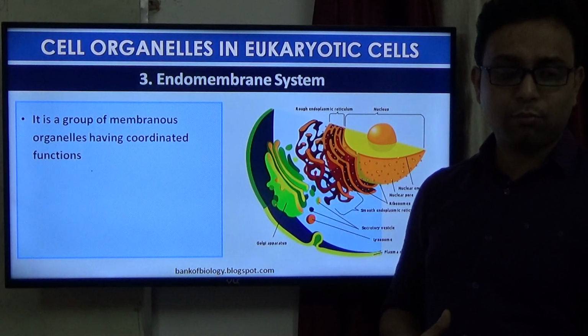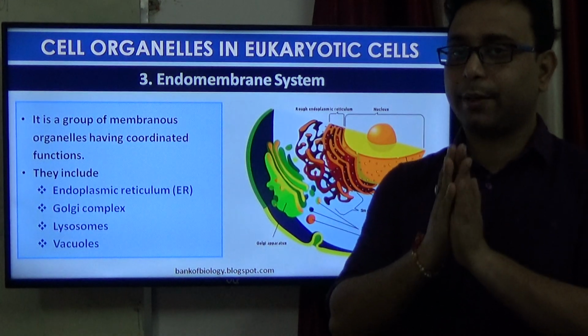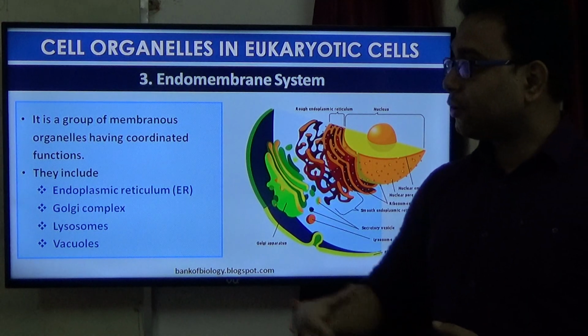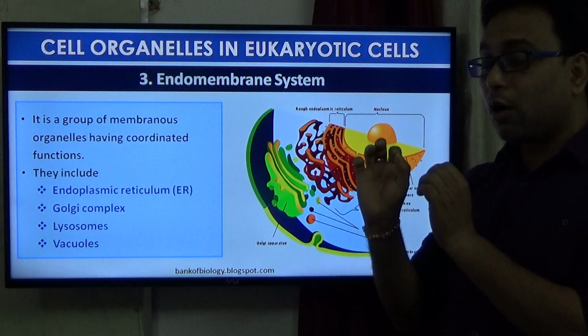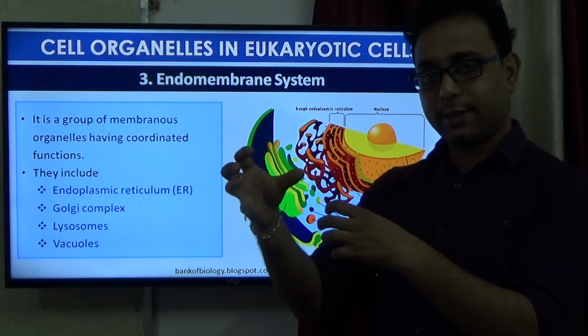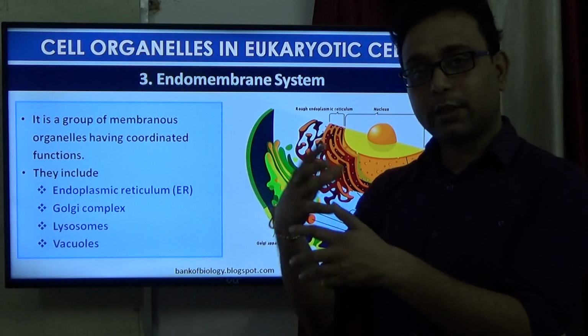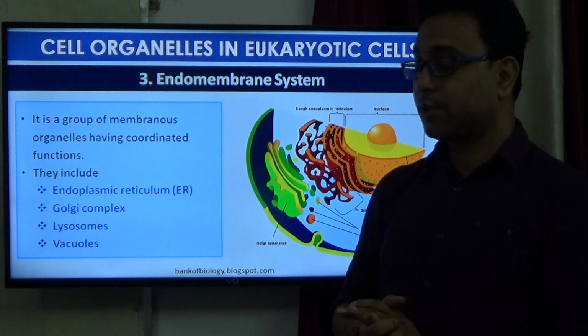Now today we discuss the most important part, that is called the endomembrane system. So why is it named like this? Because it is a group of membranous organelles whose functions are coordinated. Their functions are correlated. They all depend on each other for their function. So they are called the endomembrane system.